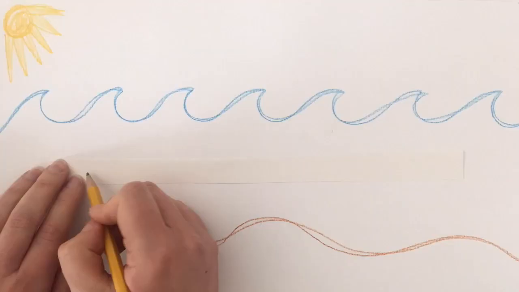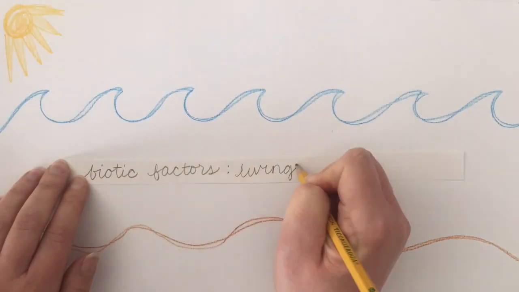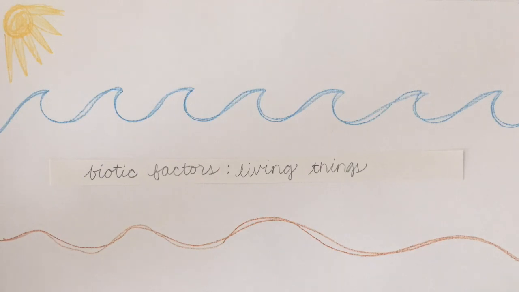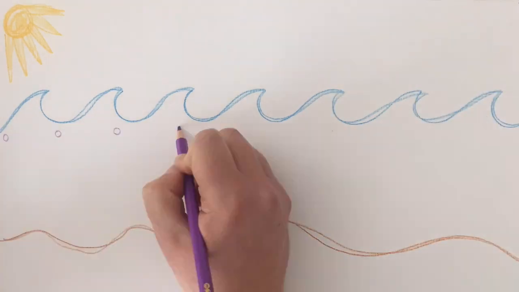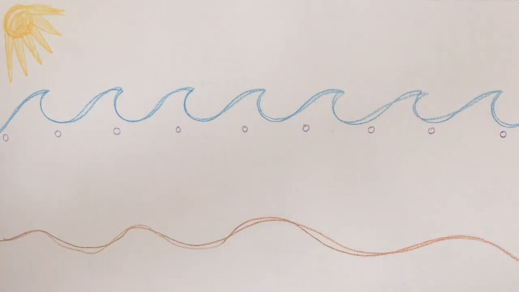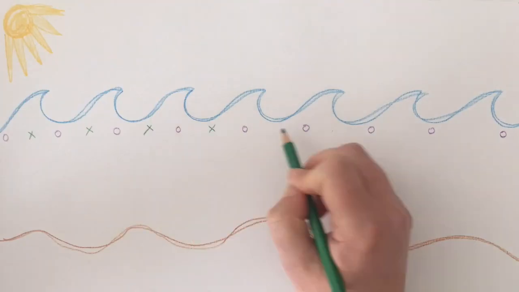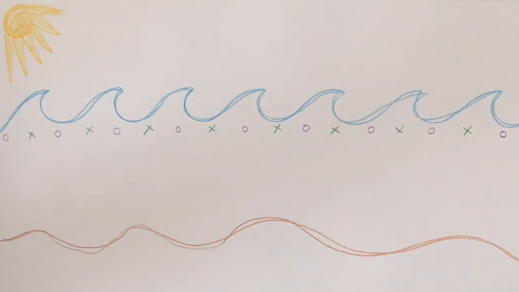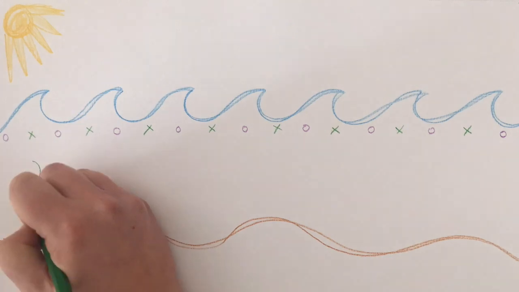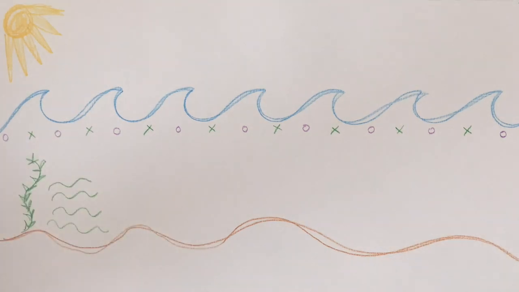Next, I'll draw in the biotic factors, the living things. I'll start with the plankton. Plankton are very tiny organisms that live in the water. These are phytoplankton and zooplankton that live near the surface. We'll also have some plants growing on the ocean floor and some algae. There's some seaweed.